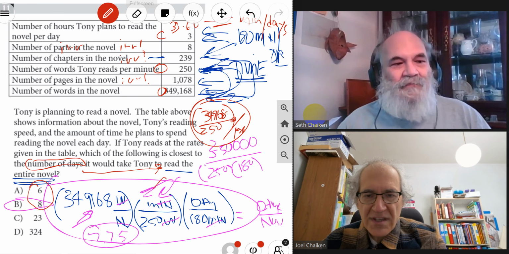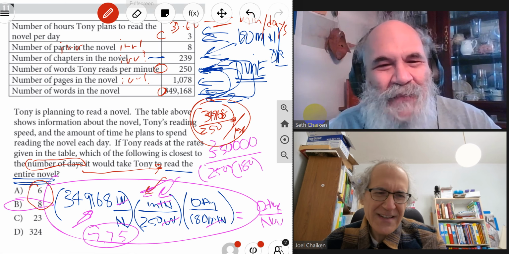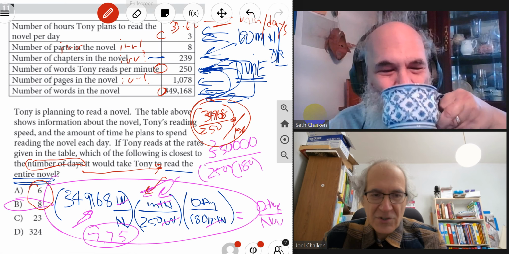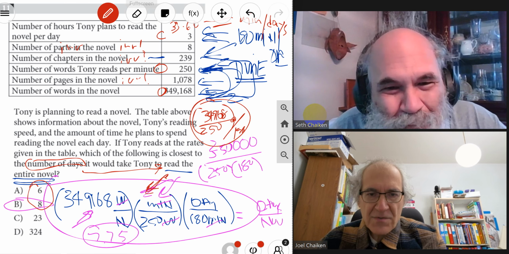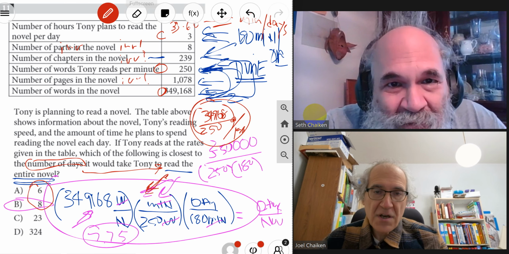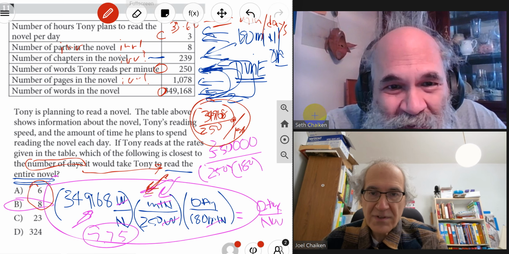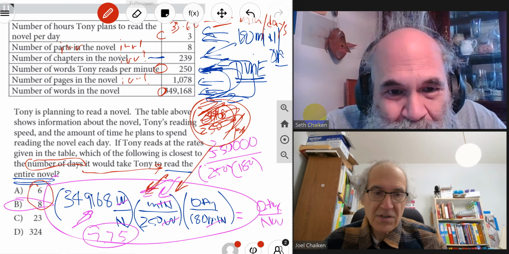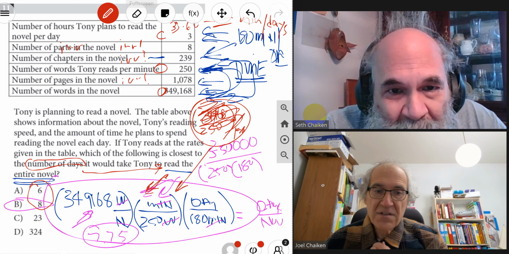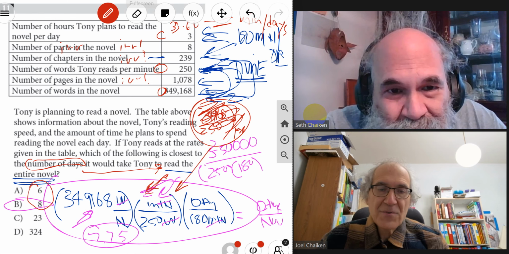It is worth the investment of about 20 seconds, 30 seconds, which is a long time on the SAT, to actually put the units in and do it right. It really is worth your time. Seth is right. But please, if you did it this way, really consider the next one, putting the units in. It's dangerous. Really, really dangerous.